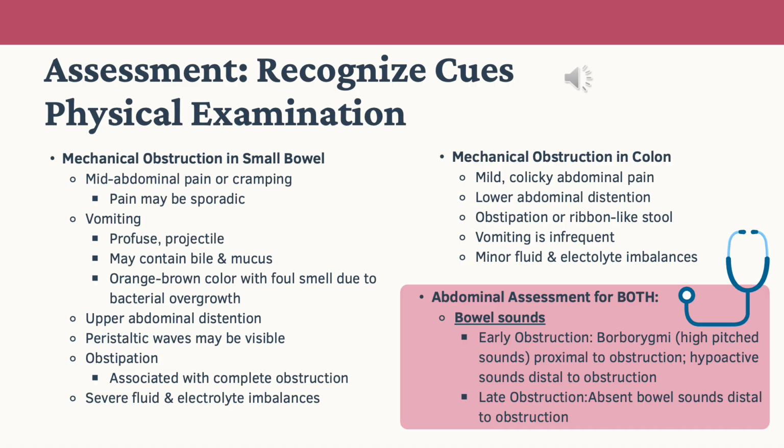With our small bowel obstructions, vomiting is a significant symptom, especially with obstructions that are proximal in the small intestine. Early on, it may be profuse vomiting and it may be projectile, and it may contain bile and mucus. But as the condition progresses, then the vomitus may turn an orangish brown color and may have a very foul smell. And this is just due to bacterial overgrowth in the bowel. They're not actually vomiting up fecal material.